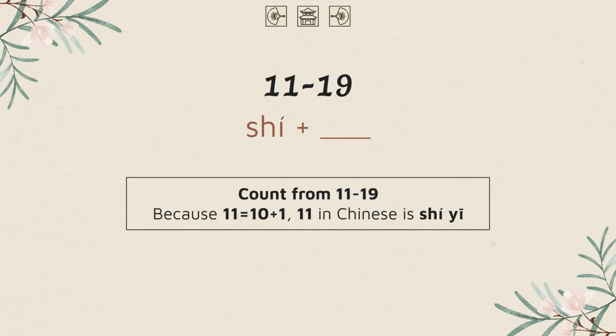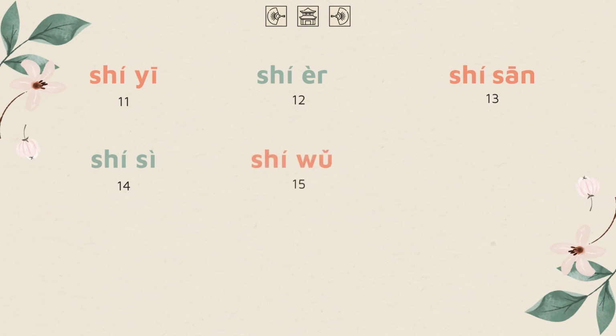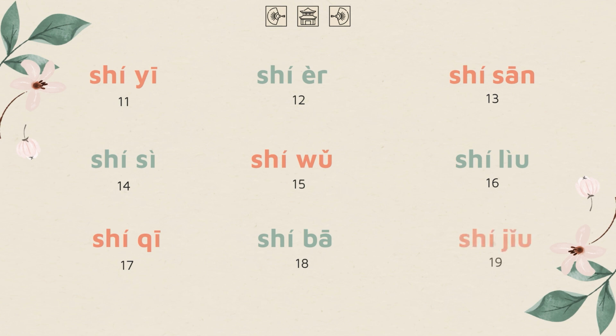Let's take a look at all these numbers together. So 11, as we just went over, 11. So 12 would be 12. And 13, 10 plus 3, 13. 14, 10 plus 4, 14. 15 is 15. 16, 16. 17, 17. 18, 18. And then 19, 19. Very good. Let's do another quick quiz.